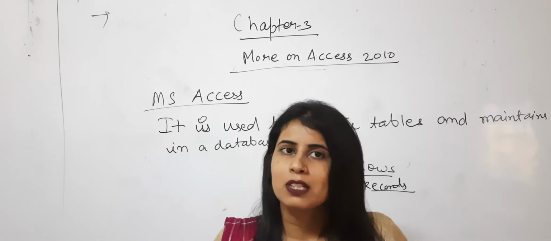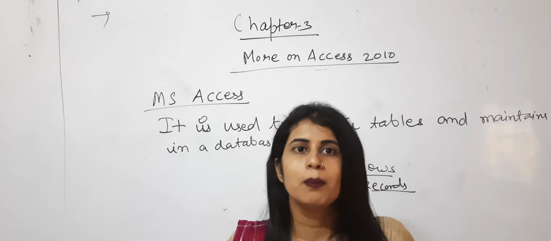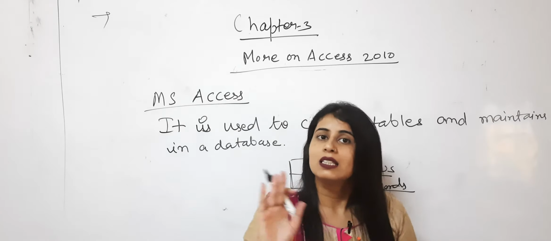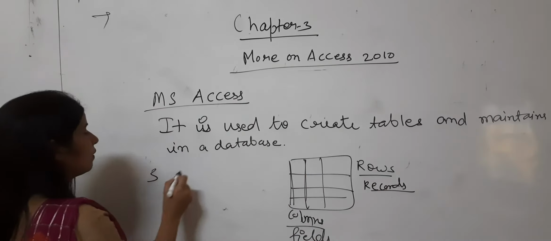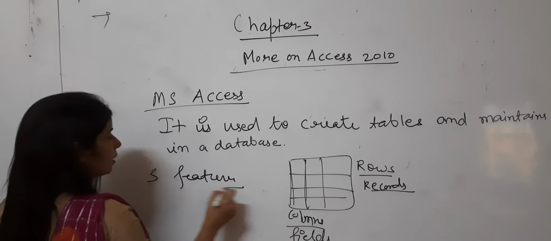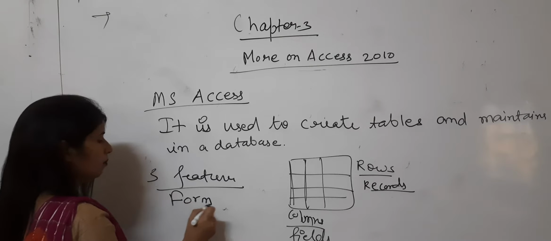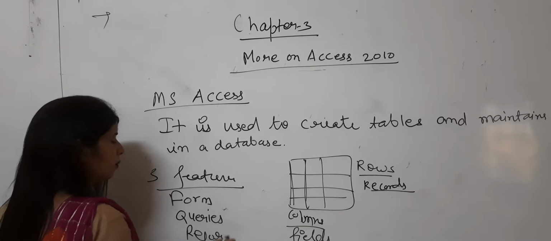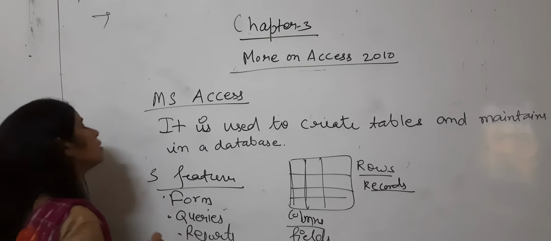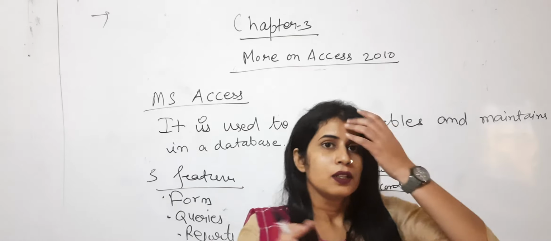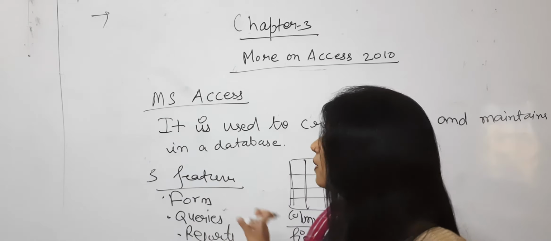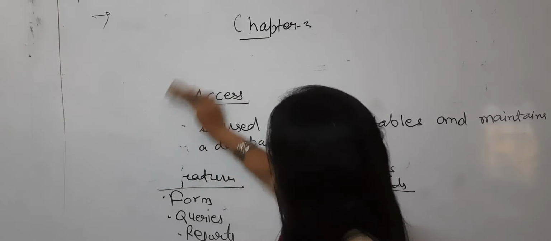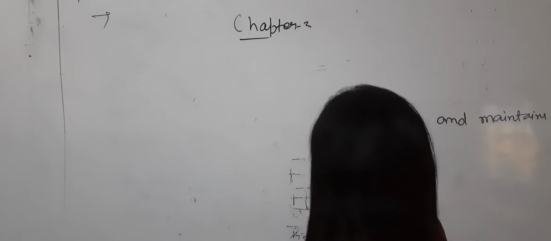To sort out this problem, we have added 3 features in MS Access. What are the 3 features? The features are forms, queries and reports. And what is the use of these 3 features? Basically, these 3 features have very significant use. So I am writing here all the uses.